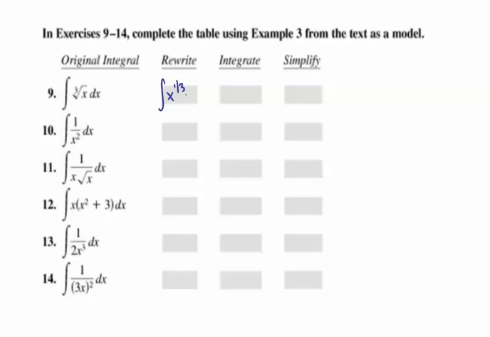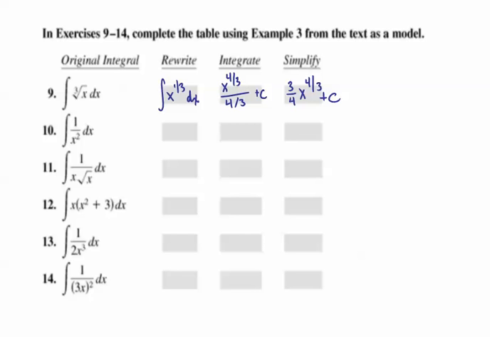So for example, with the first, we're going to rewrite that as integral x to the 1/3 power, and then we can simply increase and divide, and so we're going to get x to the 4/3 divided by 4/3. So that would be x to the 4/3 divided by 4/3 plus c, and simplifying, that's 3/4 x to the 4/3 plus c. Now you don't have to write divided by 4/3, you can directly multiply by 3/4, that's fine.